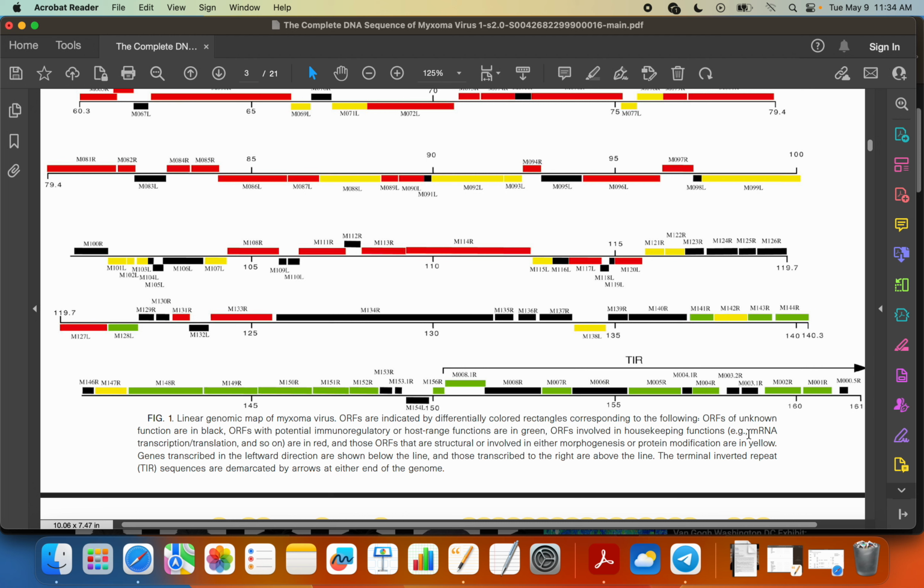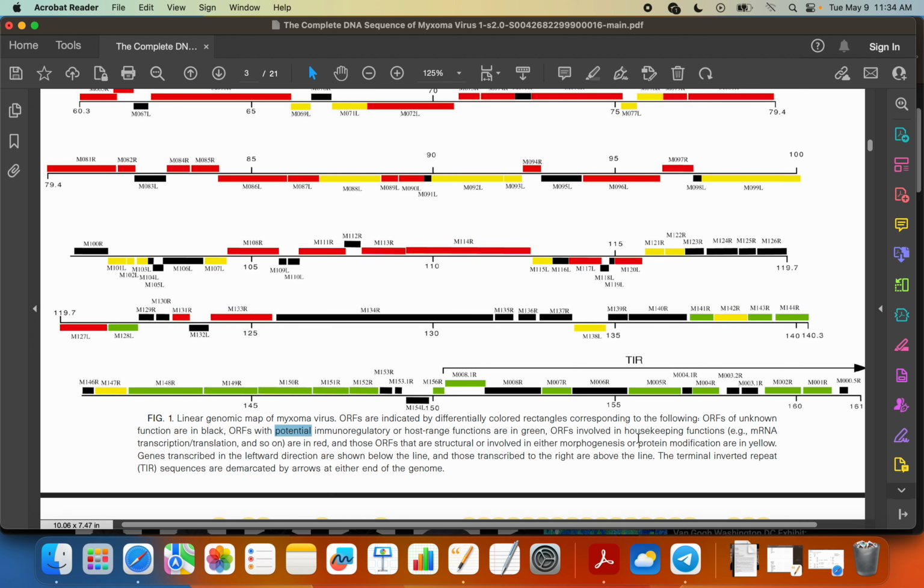So they have 4 colors for categories that I don't know how they chose it, but the black colors are unknown. Right here's unknown. And then for the green ones, they say those proteins are for potential immunoregulatory or host range functions. I don't know what host range functions means. And then they also say it's potential, so I guess they have doubts about that sometimes. I don't know what that means.